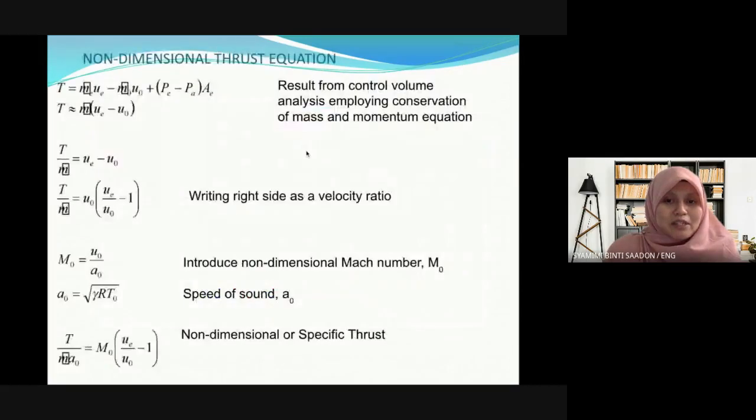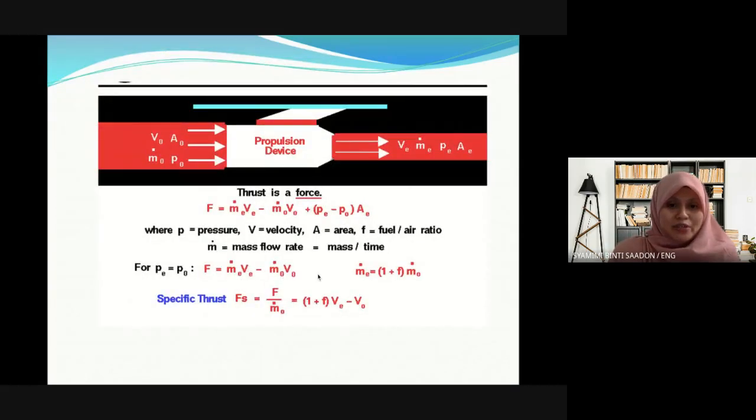If we assume, or if we know, that PE is equal to PA, meaning the exit pressure is equal to the ambient pressure, then this pressure thrust is negligible. So we only have this part, like I mentioned just now.